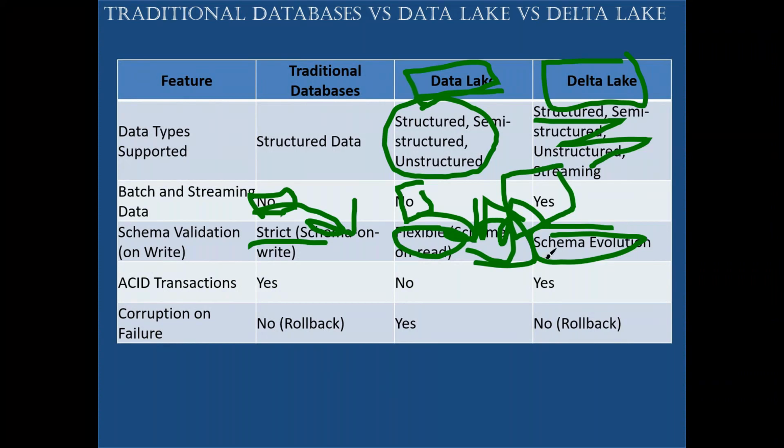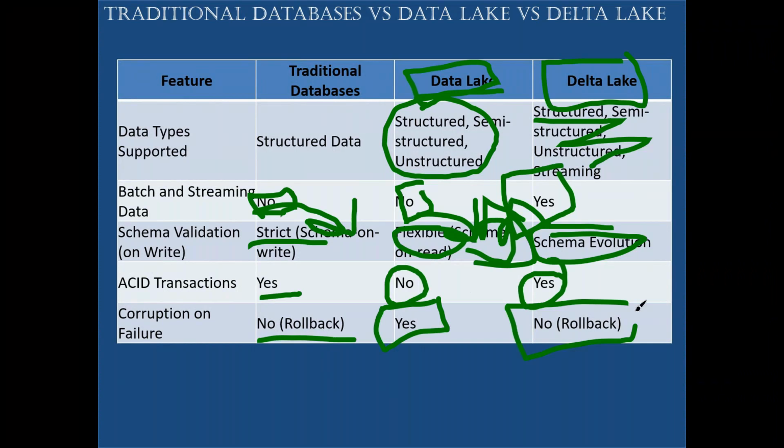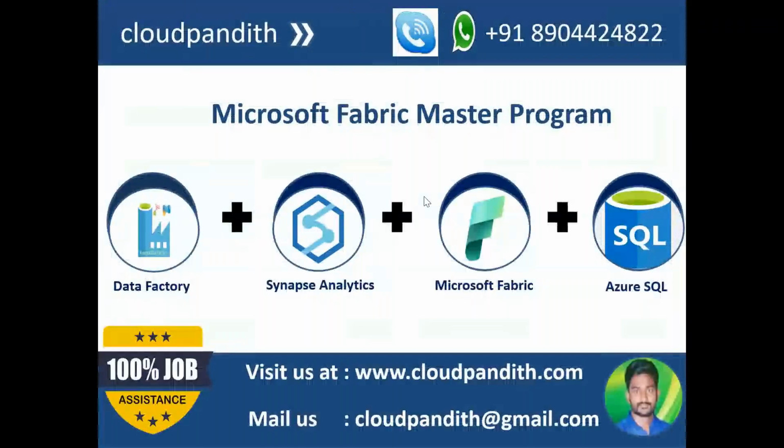It is very flexible. ACID transactions are supported by traditional databases. Data lakes or lakehouses, you can say, don't support them, but Delta Lake does. Whenever there is a failure, a database with the transaction concept will roll back, but a data lake will not roll back, and Delta Lake can again roll back the transaction. Okay. With this, we are good.